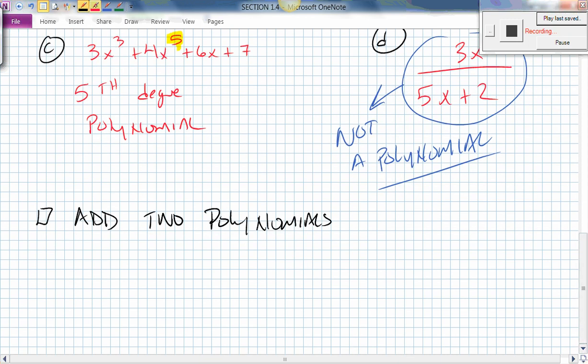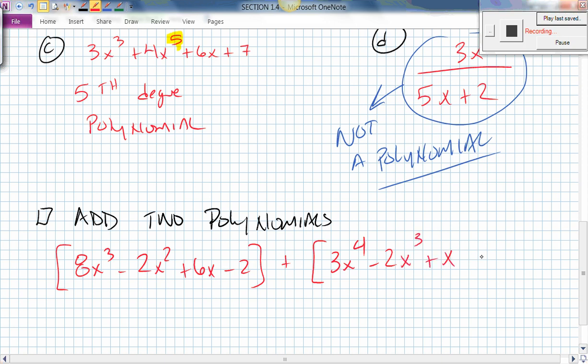All right, here is the first one. It's going to be 8x to the third minus 2x squared plus 6x minus 2, plus 3x to the fourth minus 2x to the third plus x squared plus x.